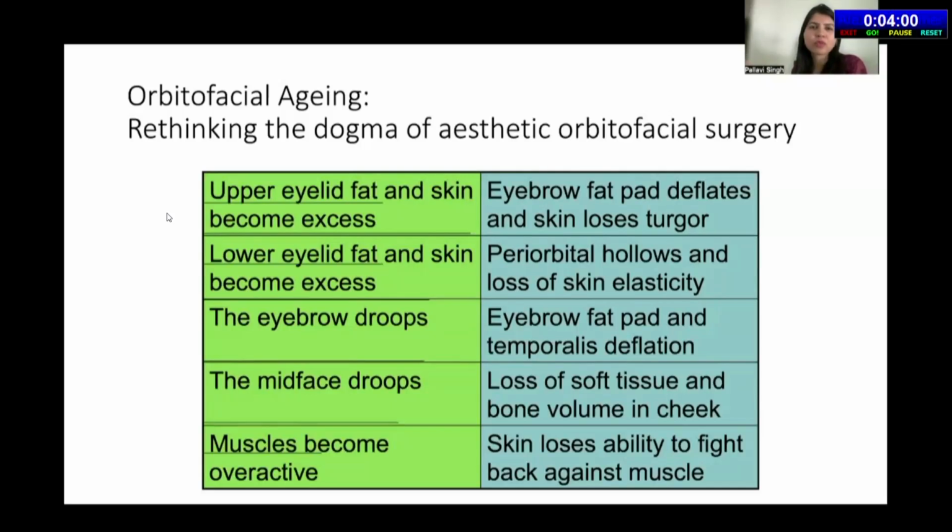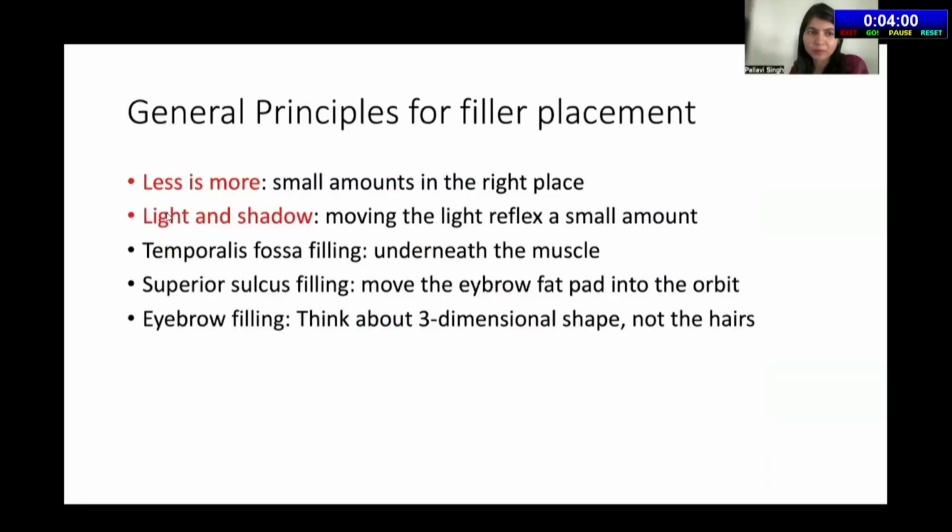Earlier, we used to talk about excessive laxity of the upper eyelid skin. It's not as much laxity of the upper eyelid skin as it is the deflation of the eyebrow fat pad. Similarly, there is deflation and descent of your mid-face fat pads. And essentially with age and gravity, the skin is trying to combat the activity of the muscles. Once we look at it differently, I think we will be able to treat these aging changes differently as well.